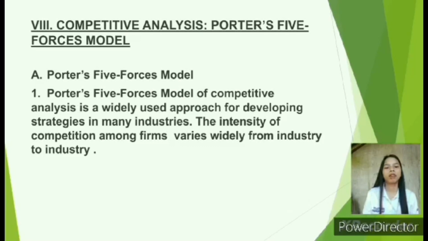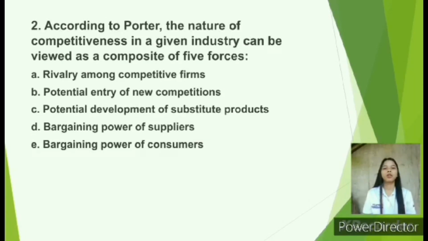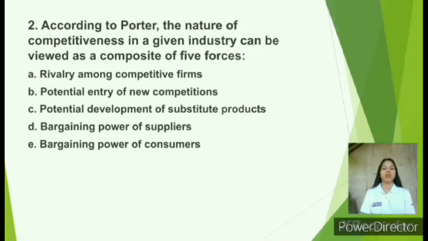The intensity of competition among firms varies widely from industry to industry. Number 2 is according to Porter, the nature of competitiveness in a given industry can be viewed as a composite of 5 forces. So first is rivalry among competitive firms. Second is potential entry of new competitors. Third is potential development of substitute products. Fourth is bargaining power of suppliers. The last is bargaining power of consumers.